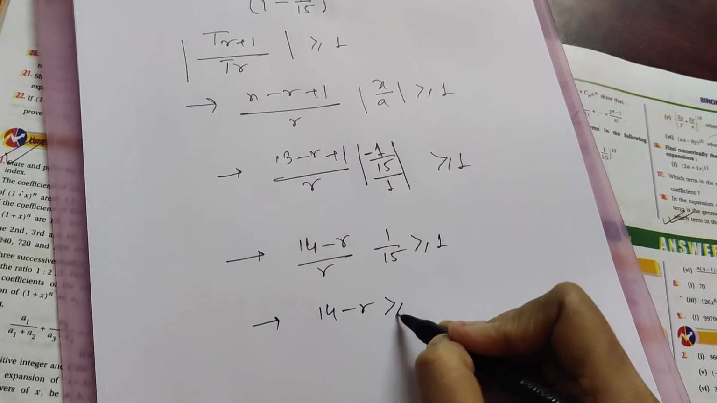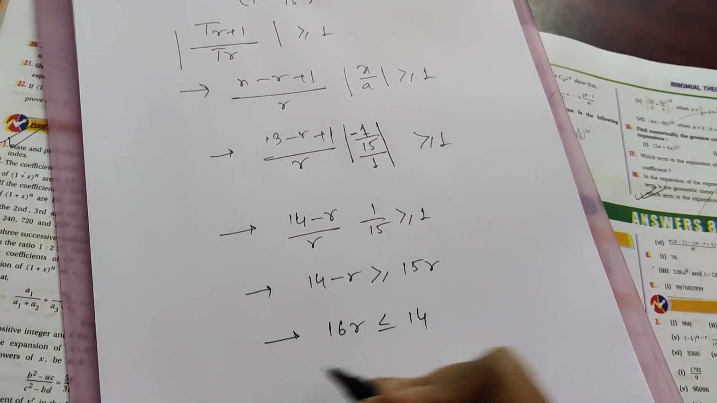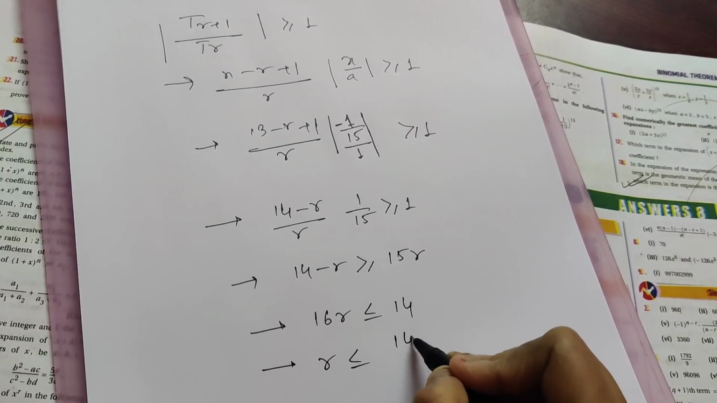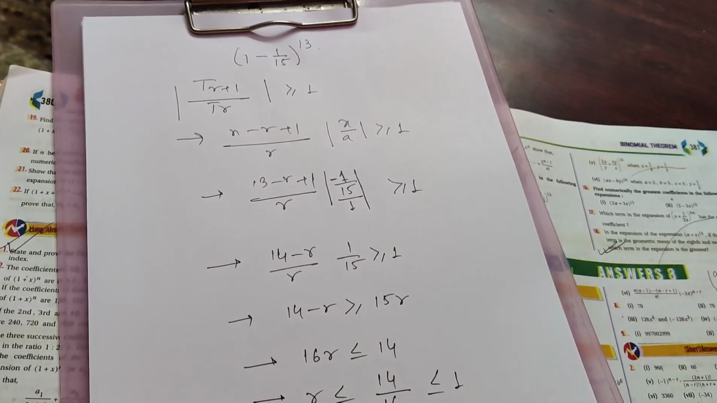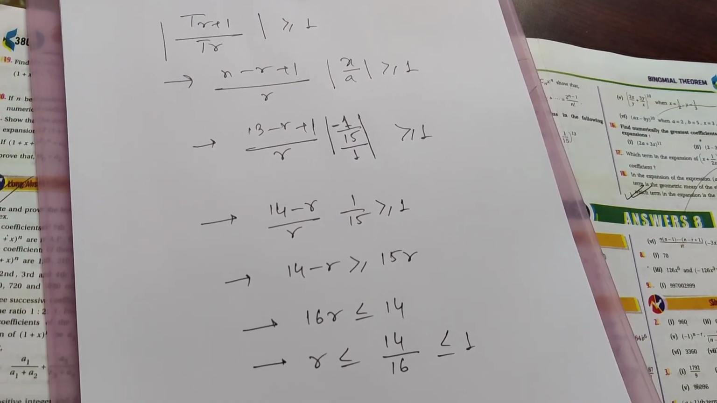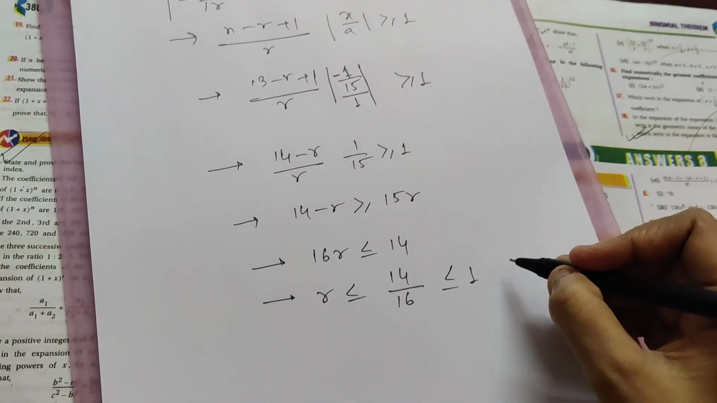14 minus r greater than or equal to 15r, that is 16r less than or equal to 14, r less than or equal to 14 by 16. You know what is less than or equal to? This is less than or equal to 1. Very simple. I am not going to find out the value of 14 by 16 because it is not necessary. This is not an integer.